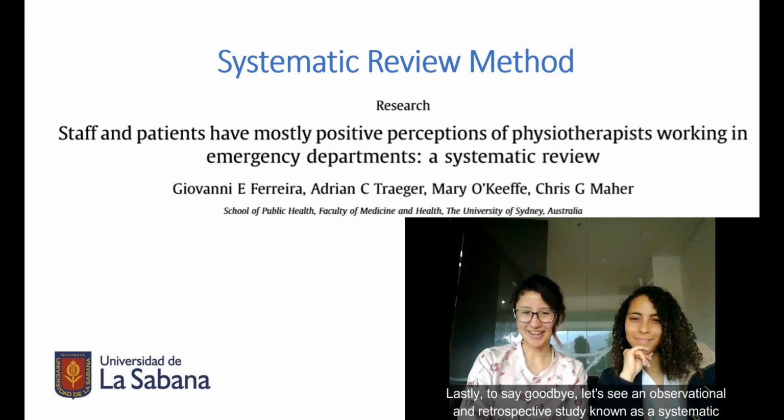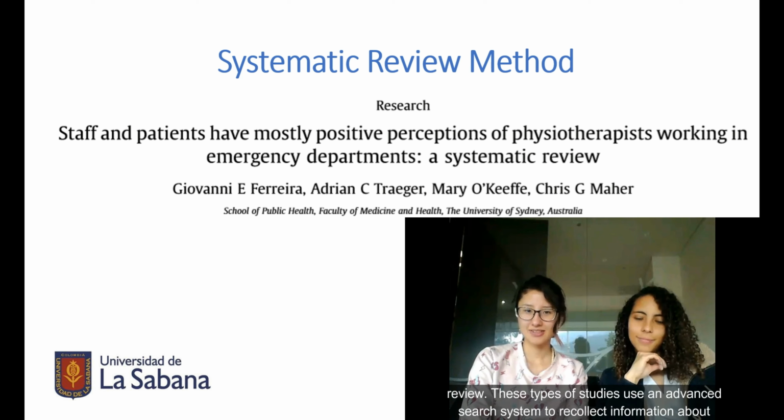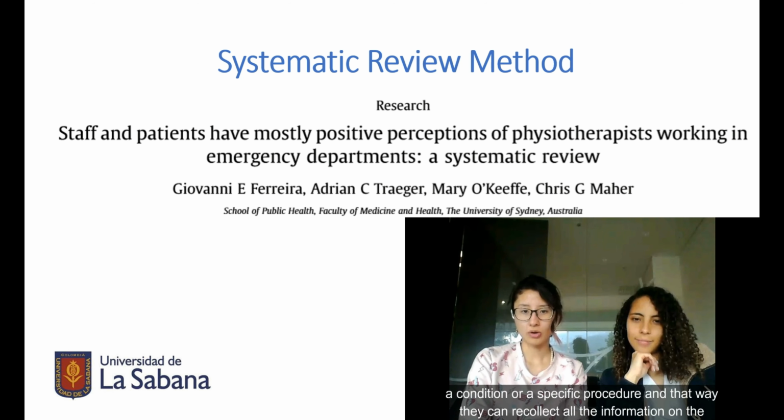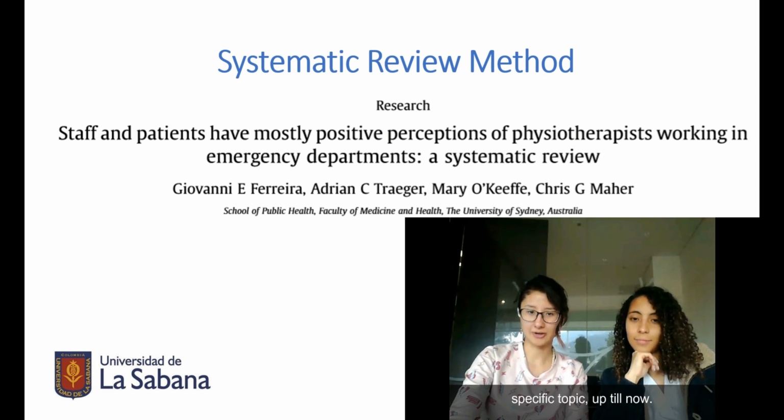Lastly, to say goodbye, let's see an observational and retrospective study known as a systematic review. These types of studies use an advanced search system to collect information about a condition or a specific procedure. That way, they can collect all the information on the specific topic up to now.